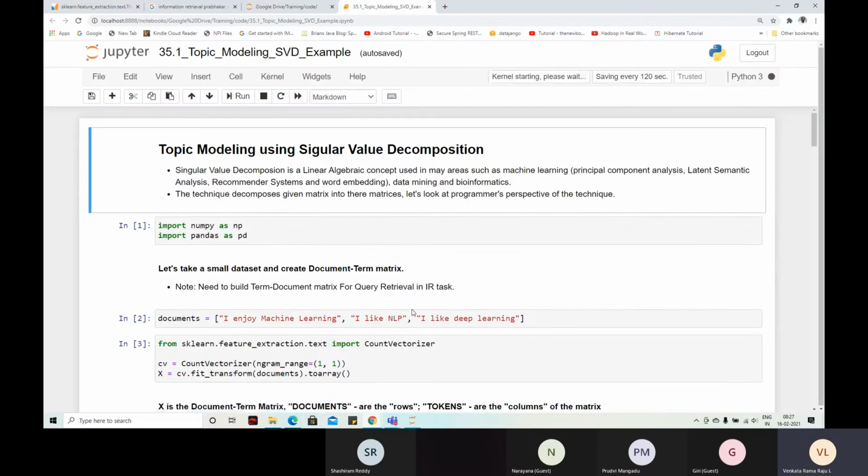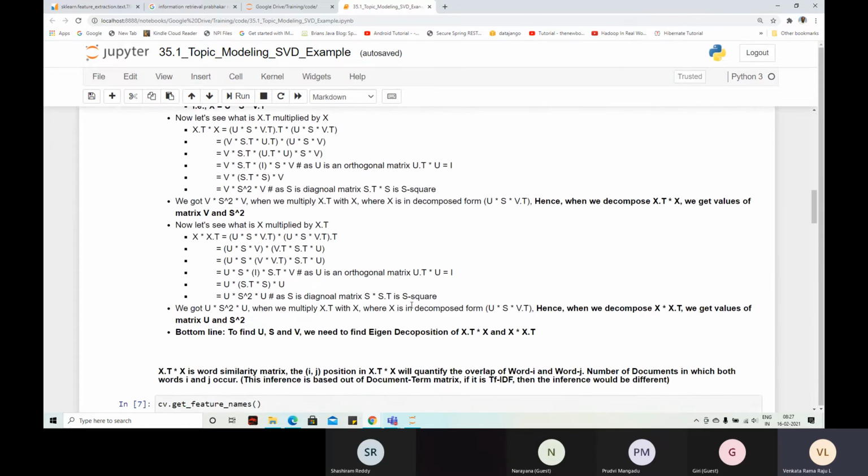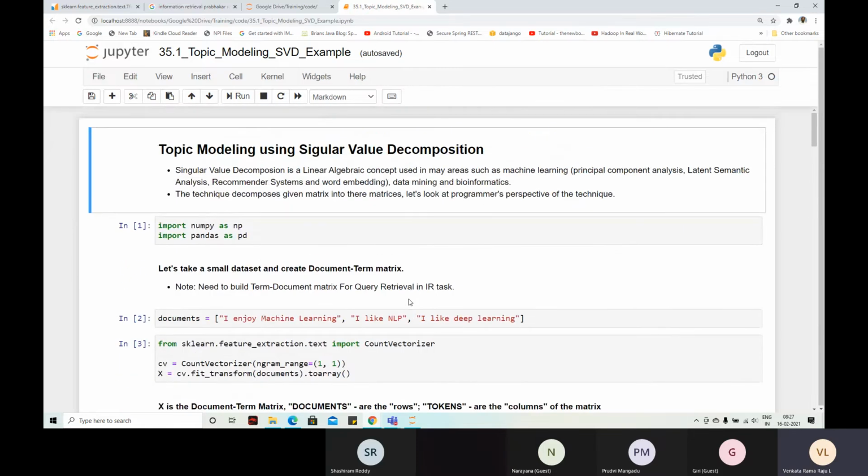So should I go back to SVD and explain a little bit, or can I move on here? Maybe I have it here. Let us take a simple example, and tomorrow also I'm going to explain the same thing. Let me go through this briefly, and tomorrow we'll talk about this more. So topic modeling: information retrieval is over, and I'm talking about topic modeling.